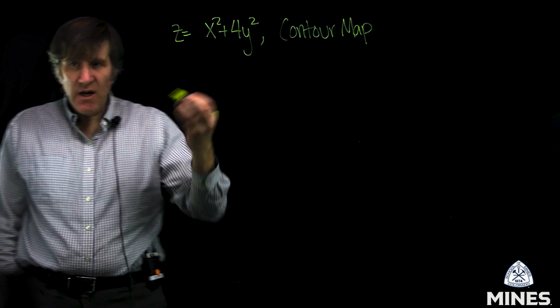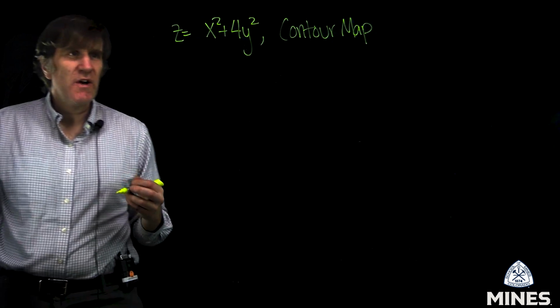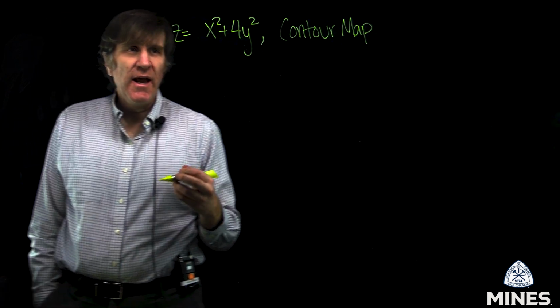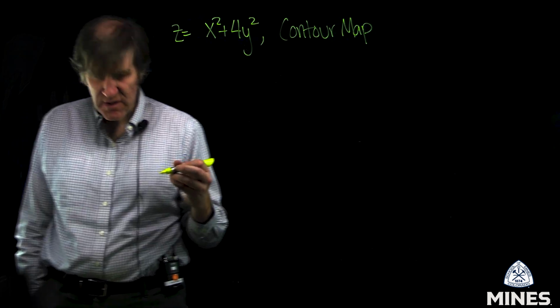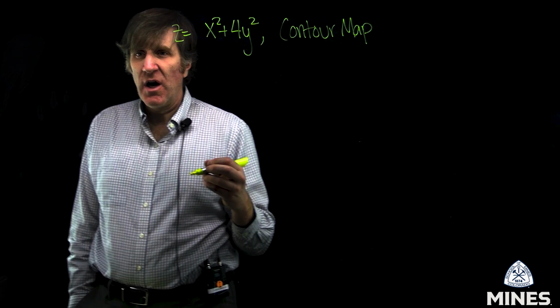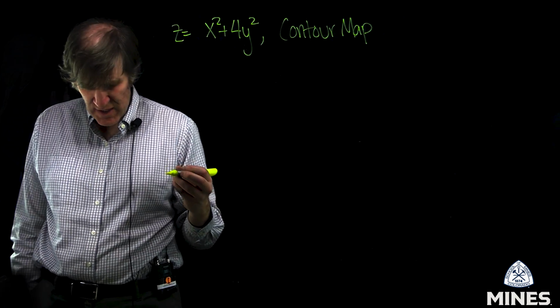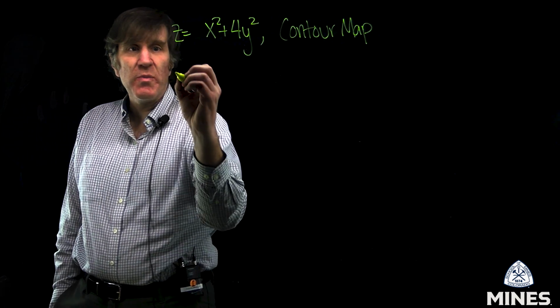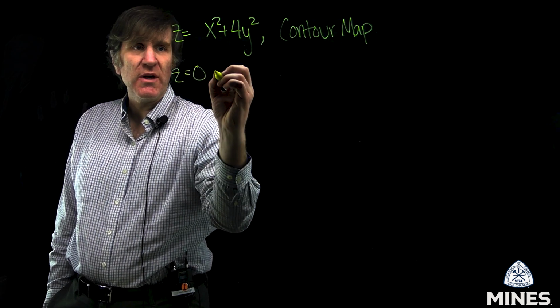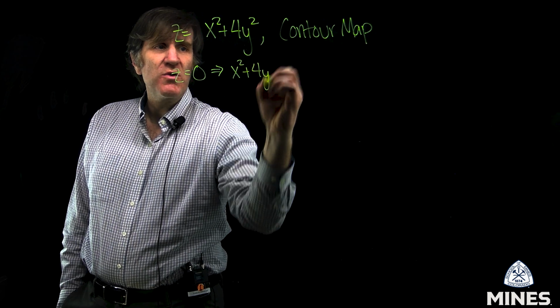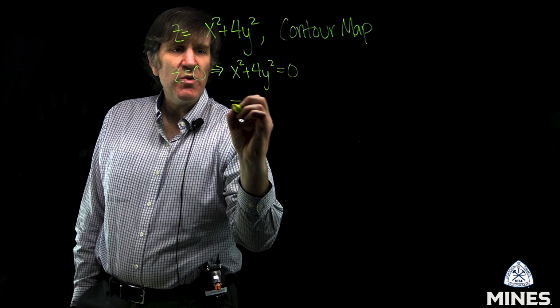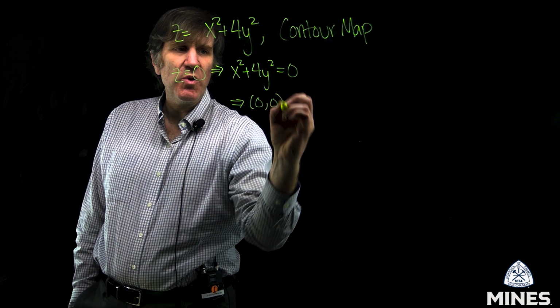Okay, we have a combination of x, y, and z here, a multivariable function, and we'd like to create a contour map for this. The contour map are curves that we get when we set z equal to different constants. So we'll pick z equals 0 to begin with, and that gives us the equation x squared plus 4y squared equals 0. That equation only has one solution, the point (0, 0).